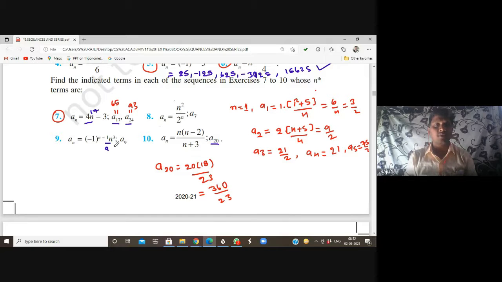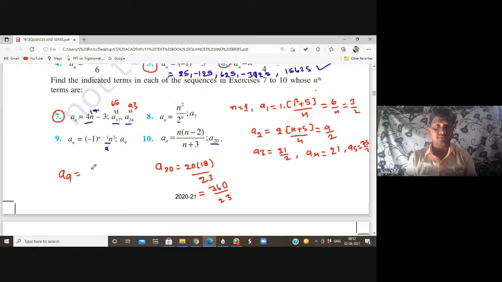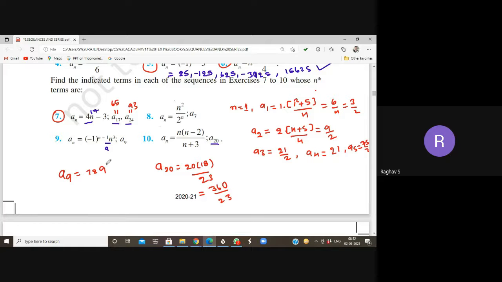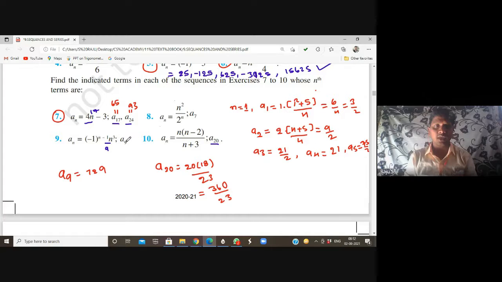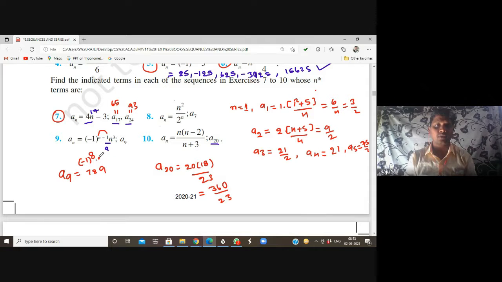Right. Now here, what is A9? Sir, 729. Plus or minus? Plus 729, because A9 is minus 1 whole power 8 into 9 cube. 9 cube is 729. The minus 1 whole power 8 is plus 1. That is 729. Students, these are very, very easy.